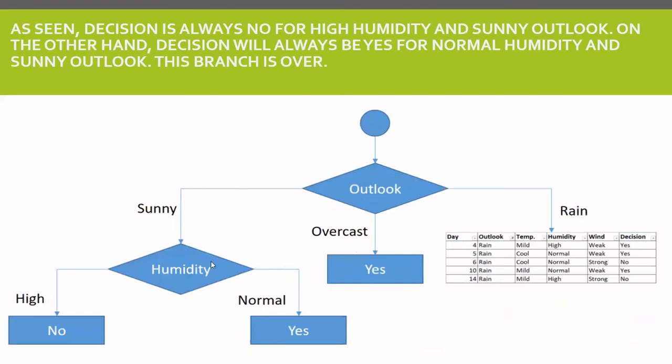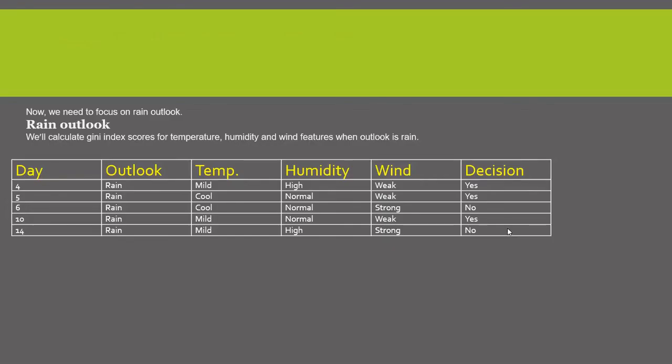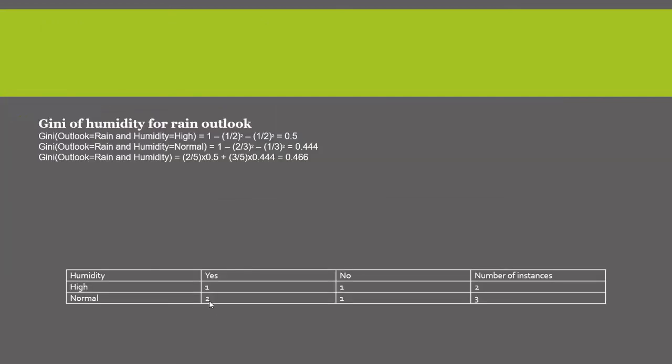This is the next version of the decision tree. Now we go for rain also. Rain outlook comes like this, as you can see here. We have two decisions, yes and no. Again we do the Gini index of the rain outlook, and the values coming are 0.5, 0.444, 0.466. When outlook is rain and temperature is cool or mild, the total value is 0.466.